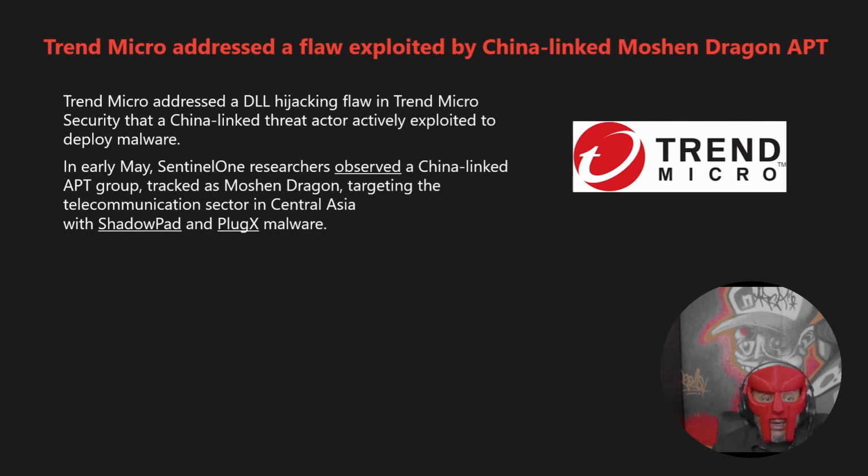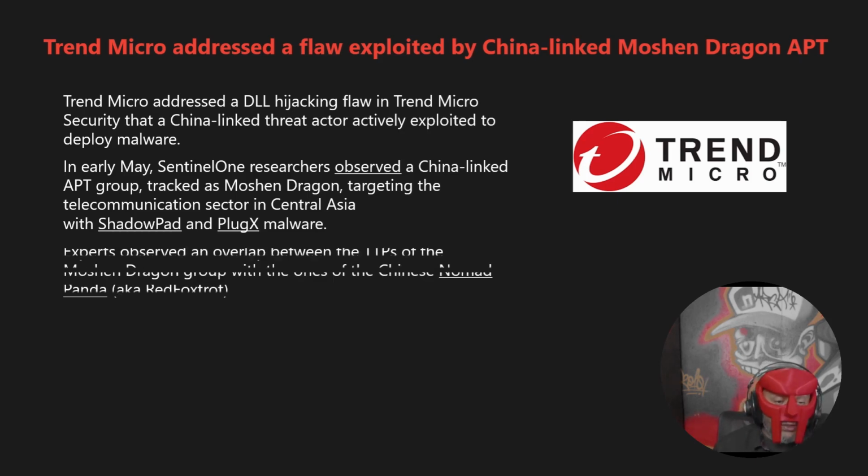Trendmicro addressed the DLL hijacking flaw in Trendmicro security that a China-linked threat actor actively exploited to deploy malware. In early May, SentinelOne researchers observed a China-linked APT group tracked as Moshen Dragon targeting the telecommunications sector in Central Asia with Shadowpad and PlugX malware.